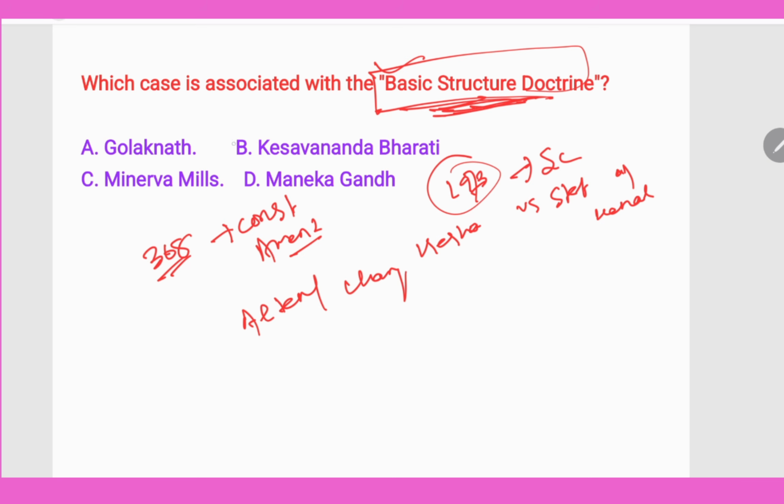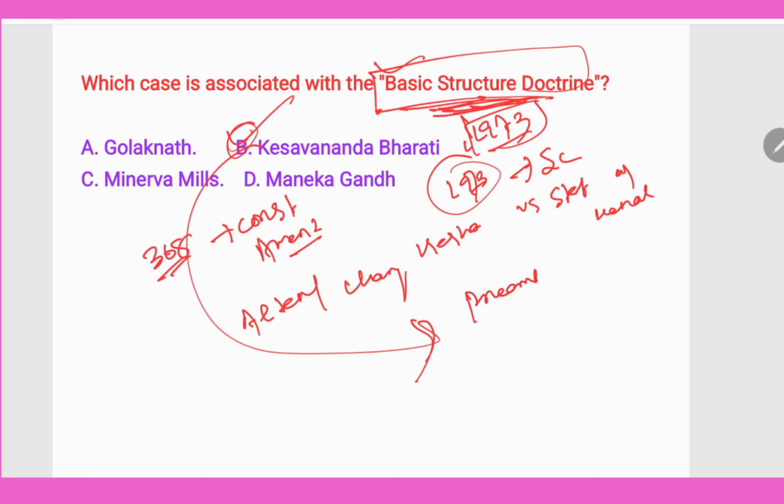The case is Kesavananda Bharati, option B, 1973. Okay, and in this case the Supreme Court also said that the preamble is part of the Indian Constitution. Remember, the preamble is also part of the Indian Constitution, which was said by the Supreme Court in the Kesavananda Bharati case 1973.